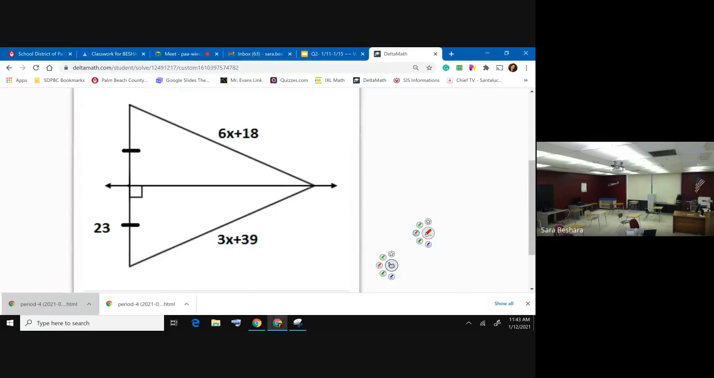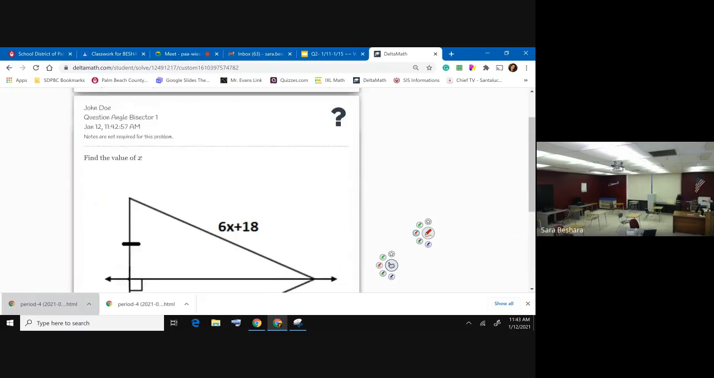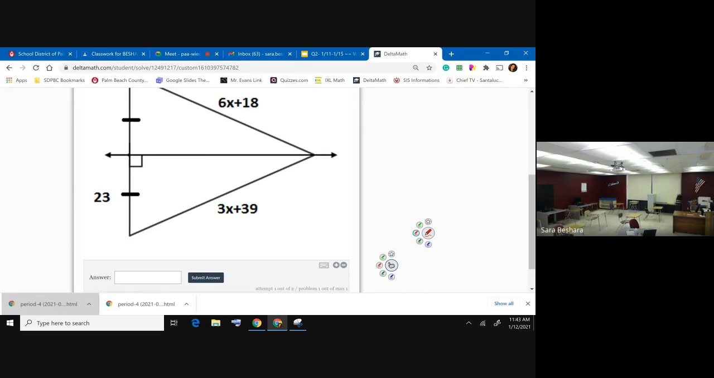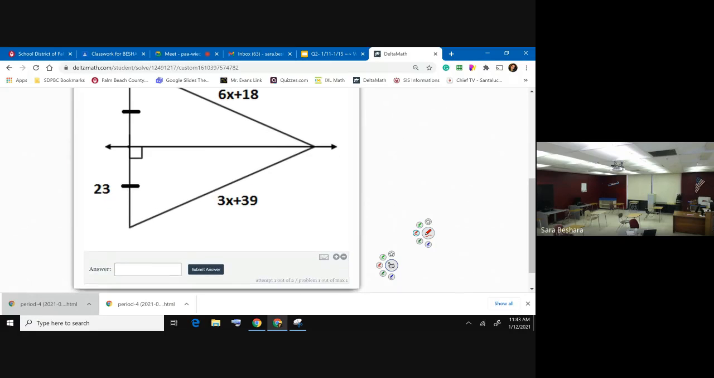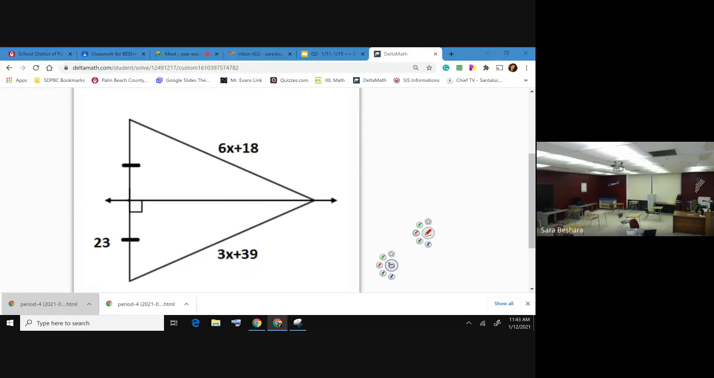Angle bisector one. So let's take a look at this. It says solve for x. Because this is a midpoint and that's a right angle here, this is an isosceles triangle, so these two are equal to each other. Just set them equal to each other. Plus 18 equals 3x plus 39. Subtract the 3x. Subtract the 18 from 39.